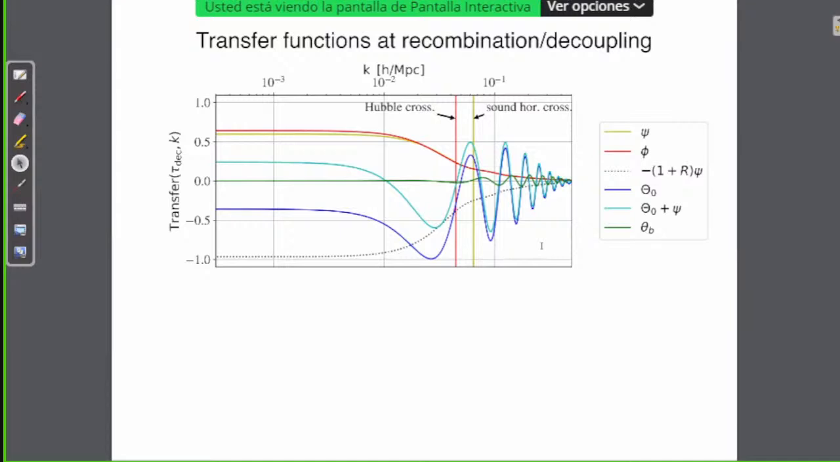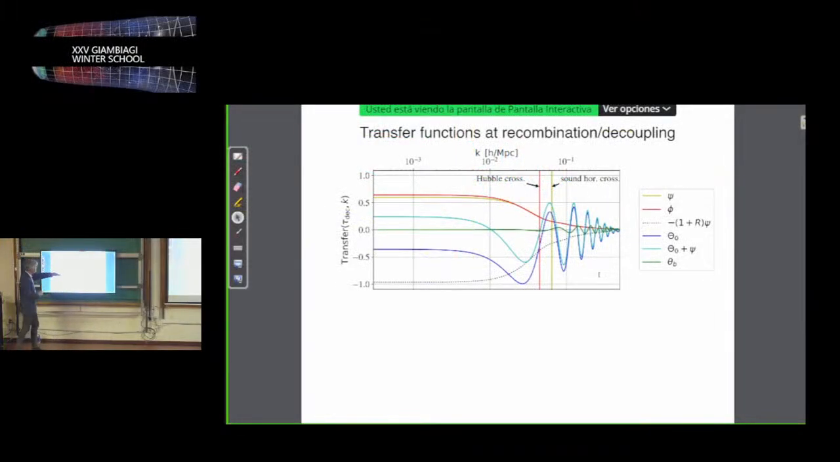Because in this plot, instead of choosing a mode and showing here the time evolution, we do a horizontal cut. We choose the time of decoupling. This should be eta dec, not tau dec. We choose the time of decoupling, and we plot the transfer function as a function of k. So we are doing now a horizontal cut through the previous surface. But we understand the shape of all the curves now.